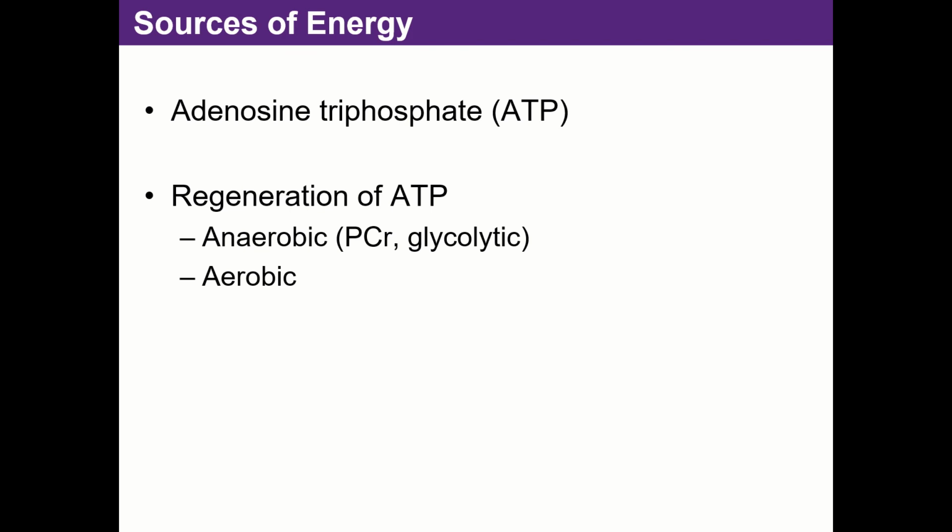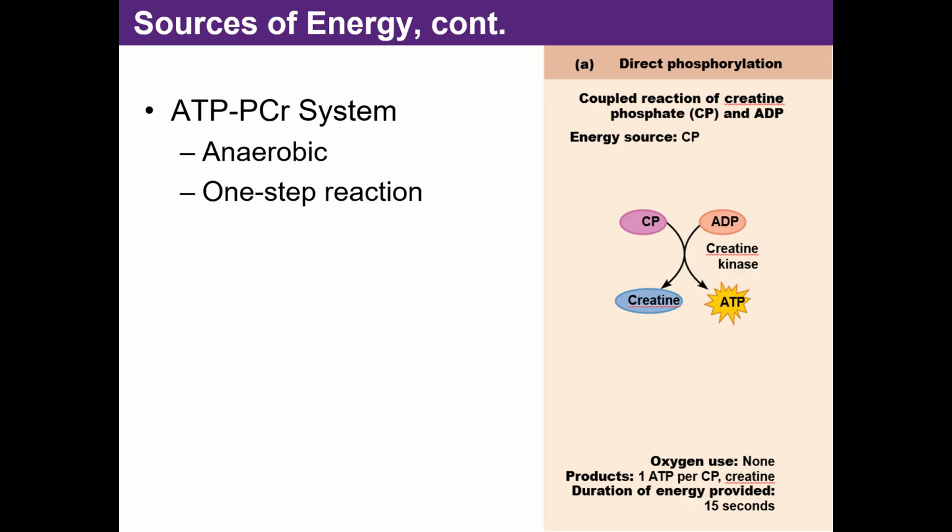So we can remake ATP anaerobically, so not in the presence of oxygen. We can use phosphocreatine or the glycolytic system to do that, or we can remake ATP aerobically, so in the presence of oxygen. All right, as far as the anaerobic sources go, I've kind of already covered this, but this is the ATP phosphocreatine system.